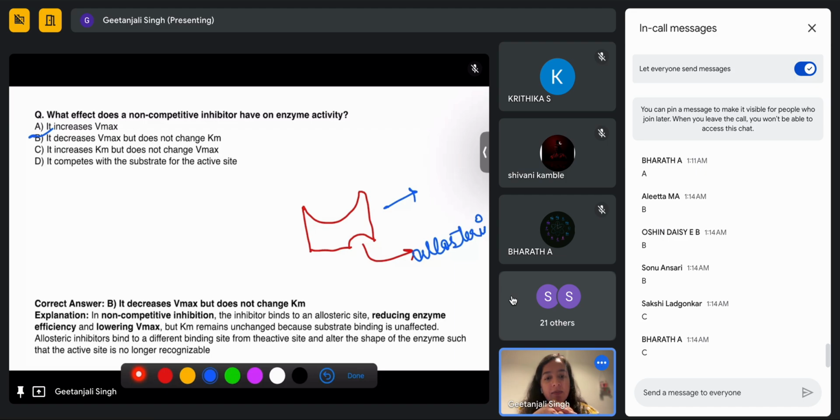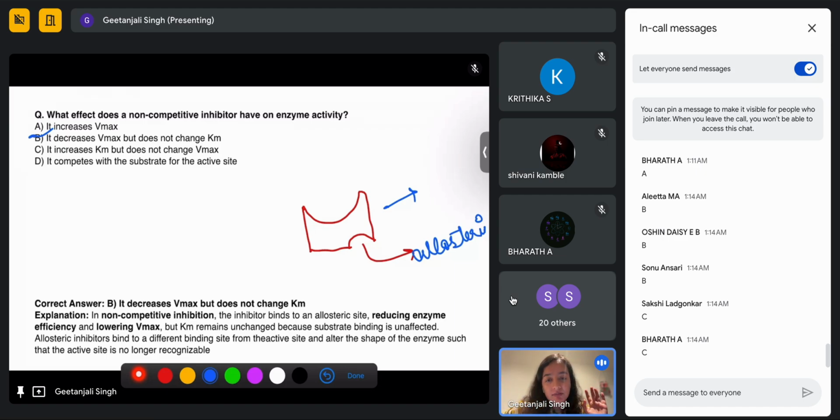For example, Km is basically indicative of how good the affinity of the enzyme is towards the substrate. So suppose a vehicle that needs less fuel is better, right? It performs better. We say the mileage is good and it consumes less fuel, so that one is better. In this case, the vehicle is not moving, so the Km is very less, Vmax is very less, but efficiency is also very less, right?